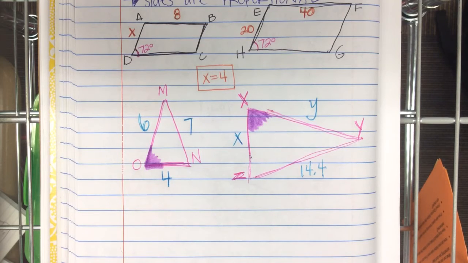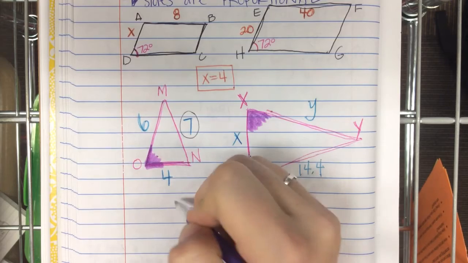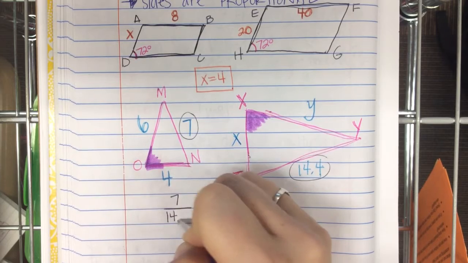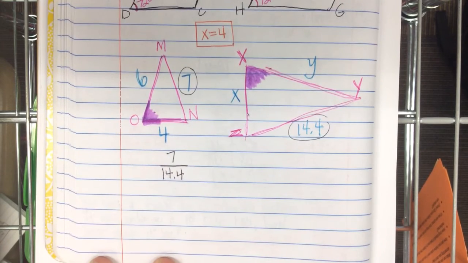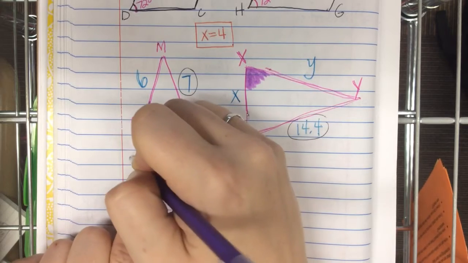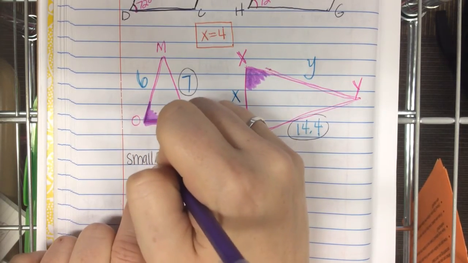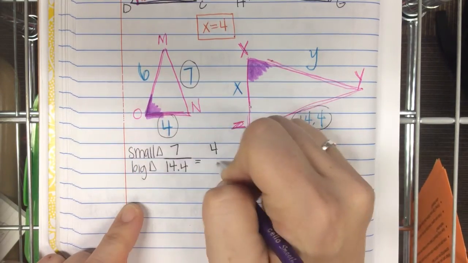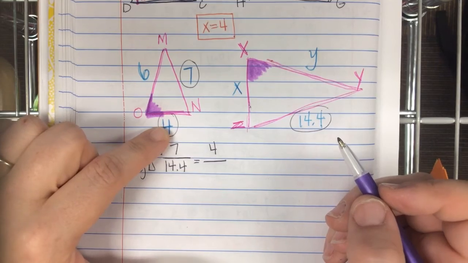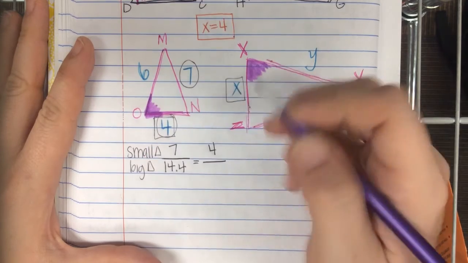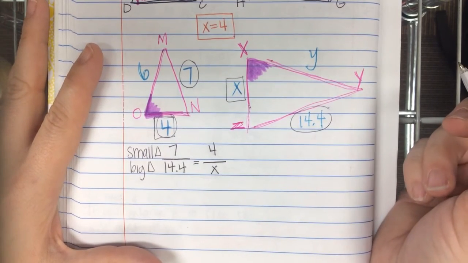So let's set up our proportion. Side 7 is proportional to 14.4. Side 4, these are both the small triangle, go on top, and the big triangle goes on bottom. Side 4 is the same as X. Let's put boxes around them so we don't get confused. Can you now do this problem?